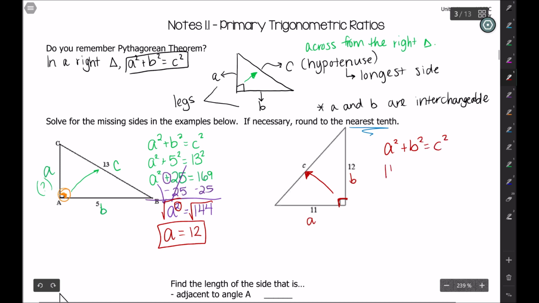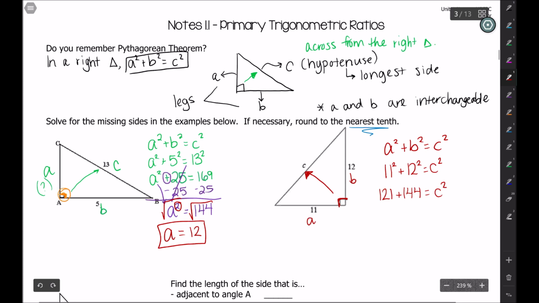So now A here is 11 squared. B is 12, and I have to square it. And C, I don't know what it is, so I'm going to leave it as C squared. So if I do 11 squared, it's 11 times 11, which is 121. If I do 12 squared, that's 12 times 12, which is 144. And I still don't know what C squared is.